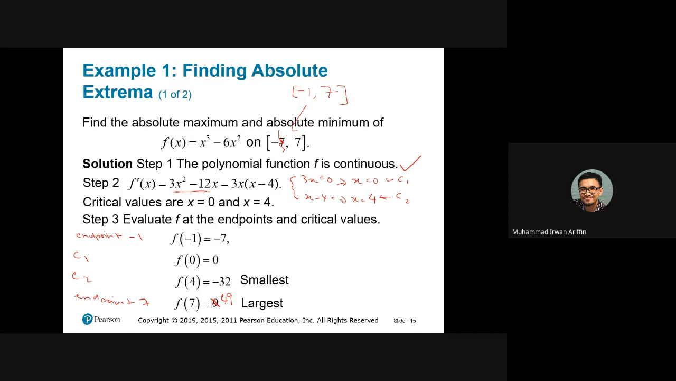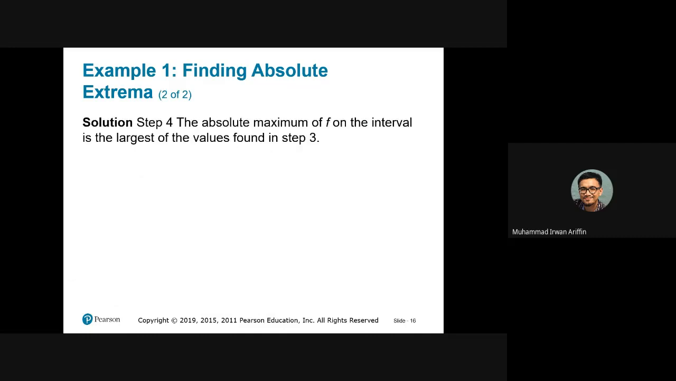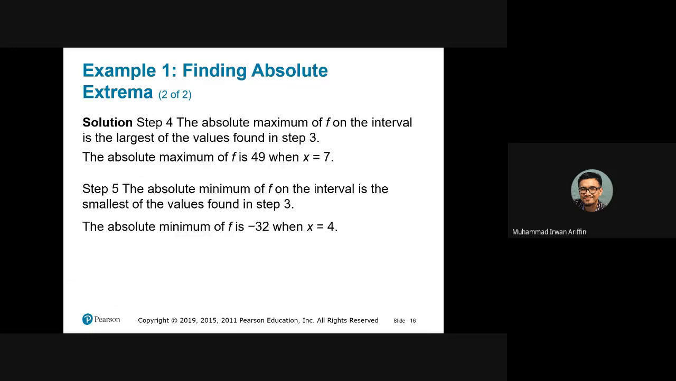Okay, so when we compare these four values, the smallest is negative 32 and the largest is 49. So within this interval, this is our absolute minimum and this is our absolute maximum. So this would be the answer: the absolute maximum of the function is 49 when x equals 7, and the absolute minimum is negative 32 when x equals 4. This happens at the right endpoint, and the minimum happens at the second critical number that we found from step 2.